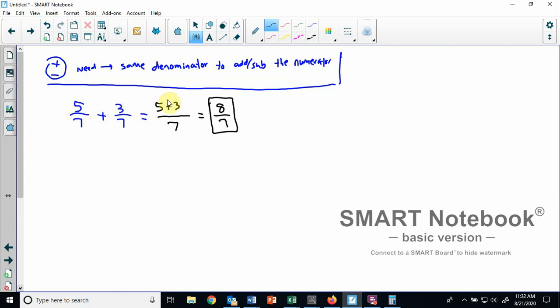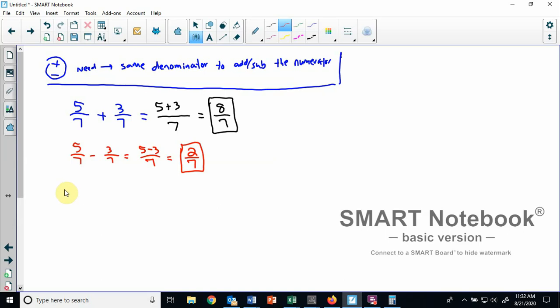Could I do a subtraction? Yeah, it's the exact same rule. If I wanted to do a subtraction instead, it's no big deal. It's just subtracting instead of adding. And you could say that's 5 plus negative 3, but we all know 5 minus 3 is just 2. So you get 2 sevenths. So if the denominator is already the same, there's no stress. It's really easy.